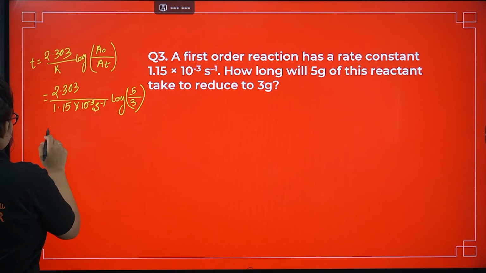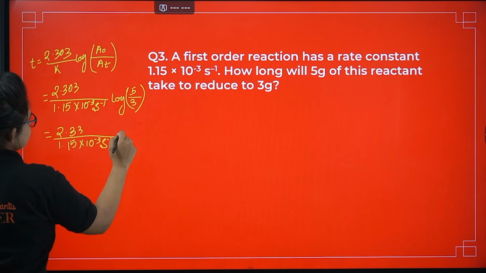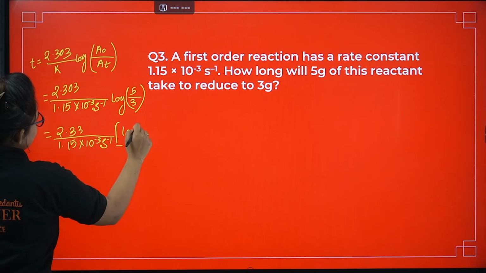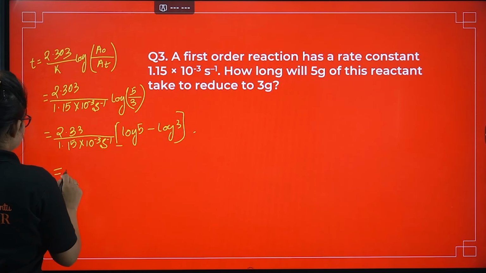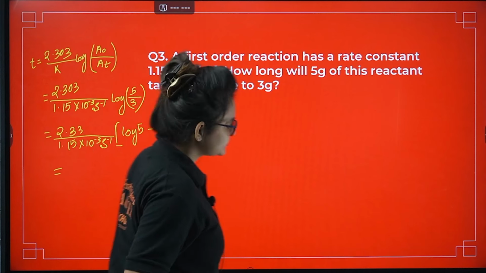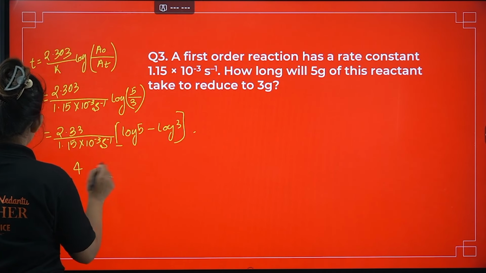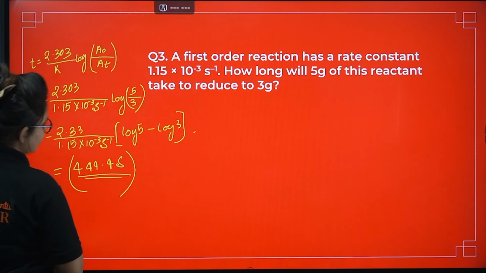So now if I just go ahead, 2.303 divided by 1.15 into 10 power minus 3 second inverse. Now if you just split this thing, log 5 minus log 3, put the value here for the log, whatever the time you will get, that is your answer. Okay, so your answer is almost something like 444.4 second. Okay, this is the answer you will get out of it.